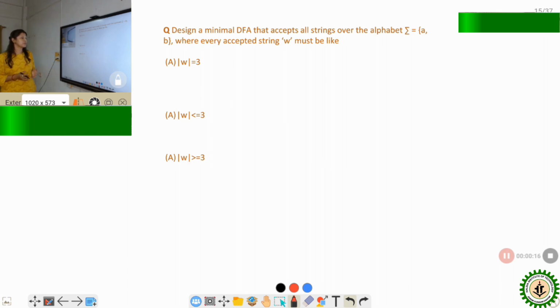So our problem session. Design a minimal DFA that accepts all strings over the alphabet A, B, where every accepted string W must be such that mod of W is 3. What is the meaning of mod of W? Mod of W means the length of the string will be exactly 3.